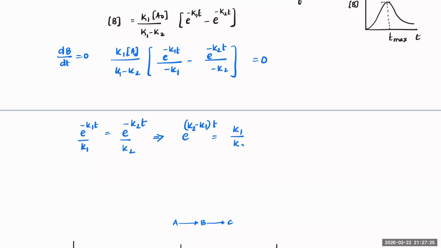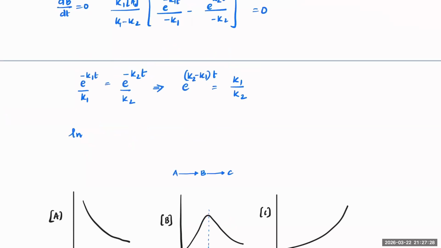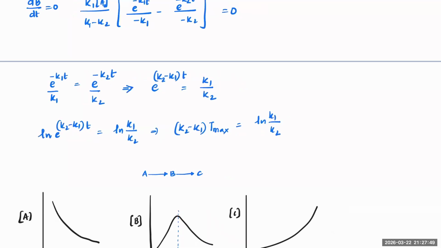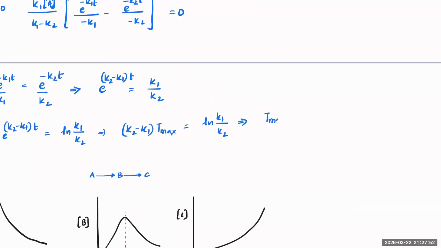Now take ln on both sides. What do we get? Ln e raised to power of K2 minus K1 into T is equal to ln K1 by K2, which implies K2 minus K1 into T max, which is the one you are trying to figure out, is equal to ln K1 by K2. Hence, T max will be equal to ln K1 minus ln K2 upon K2 minus K1. This is the value you will get. This is T max.